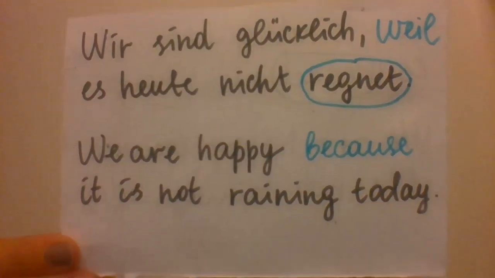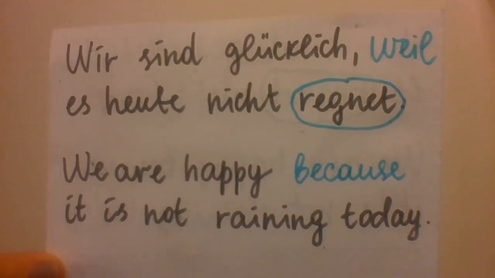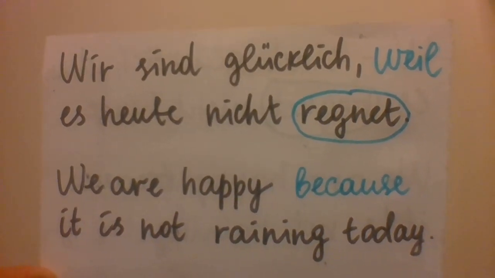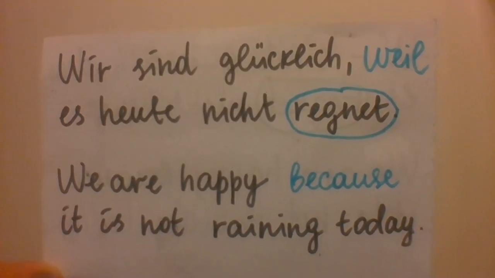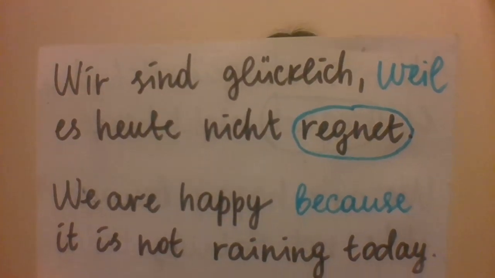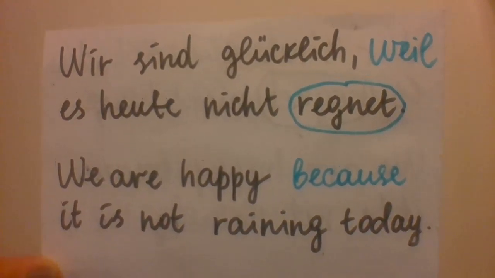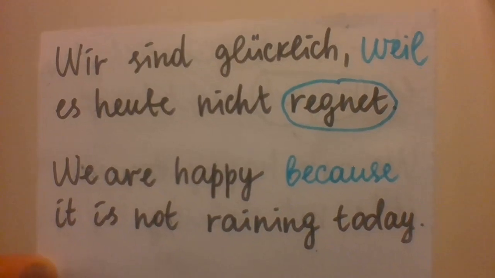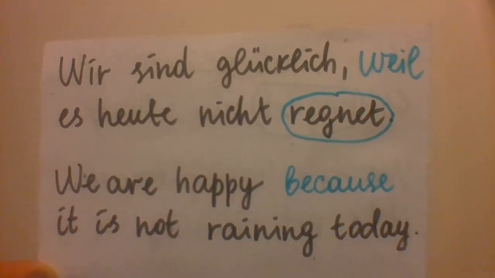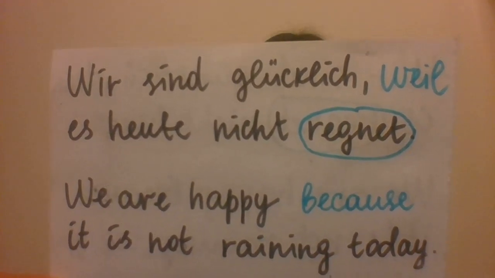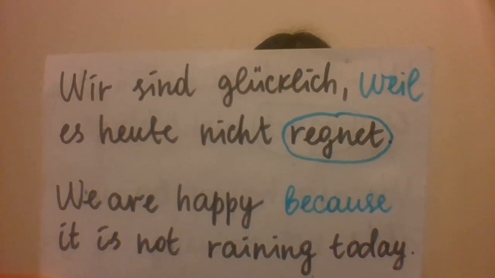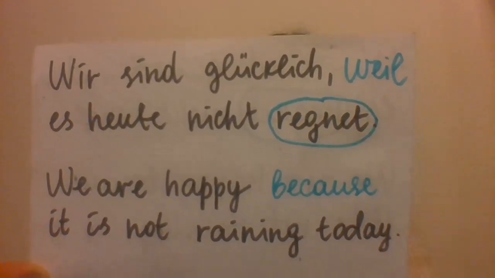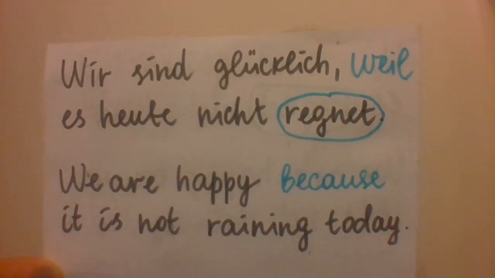So, our last sentence and example for the conjunction weil. Wir sind glücklich, weil es heute nicht regnet. We're happy because it's not raining today. Wir sind glücklich, again, it's just a normal sentence which gives us the information about our mood. But why are we happy? Weil es heute nicht regnet. Again, the verb in the circle here goes to the end of the sentence.